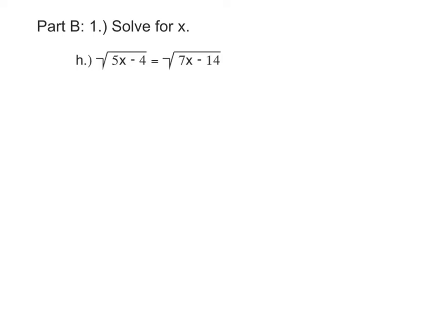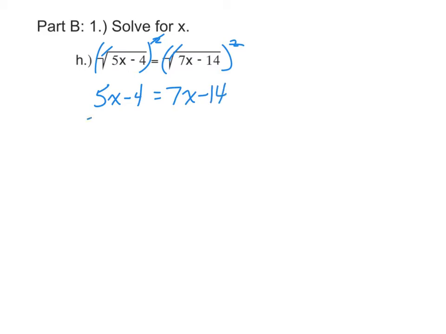When we have a radical equation with more than one root in it, it's important to isolate one root and then square, or take it to whatever power we need to. In this case, because we have square roots, we are going to need to square. That will mean that 5x minus 4 has to equal 7x minus 14.